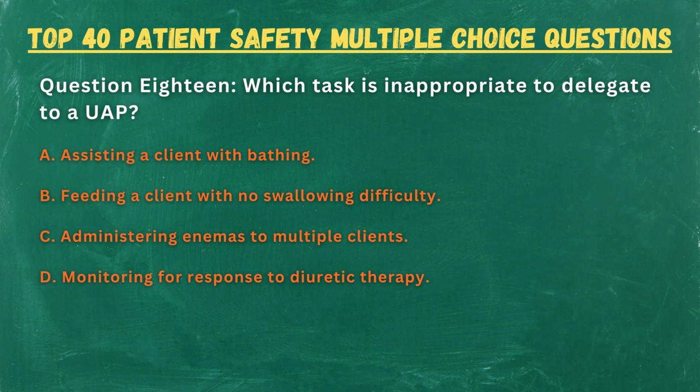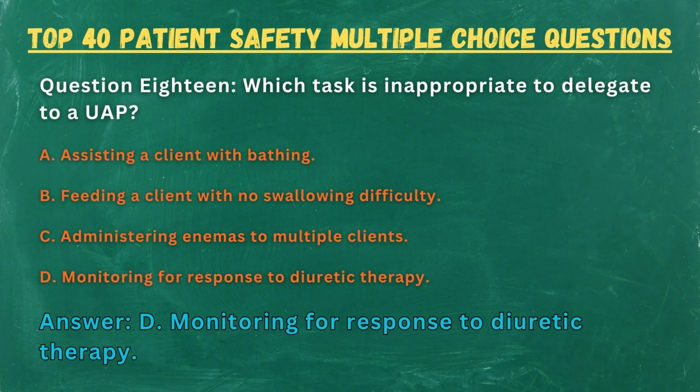Question 18. Which task is inappropriate to delegate to a UAP? A. Assisting a client with bathing. B. Feeding a client with no swallowing difficulty. C. Administering enemas to multiple clients. D. Monitoring for response to diuretic therapy. Answer: D. Monitoring for response to diuretic therapy.